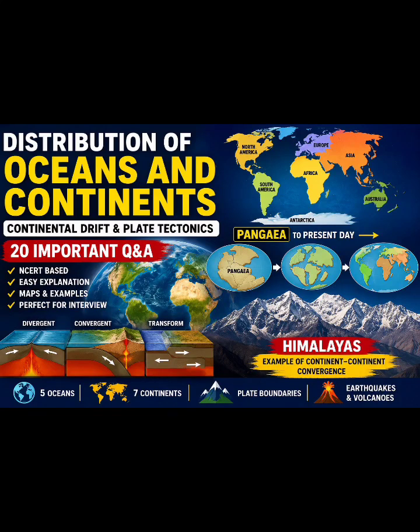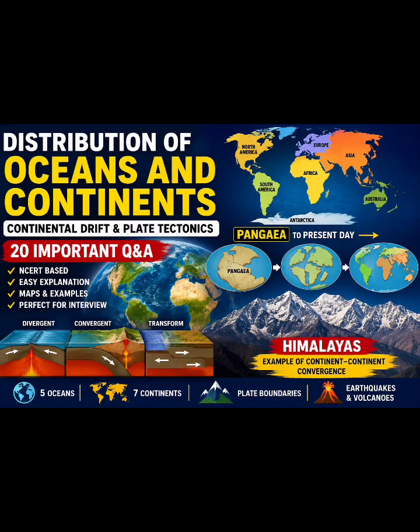Why is the distribution of continents and oceans considered uneven on the Earth's surface? The distribution is uneven because about 71% of Earth's surface is covered by water and only 29% by land. Most of the land area is concentrated in the northern hemisphere, while the southern hemisphere contains a larger proportion of oceans. This unequal arrangement influences climate, ocean circulation and human settlement patterns.